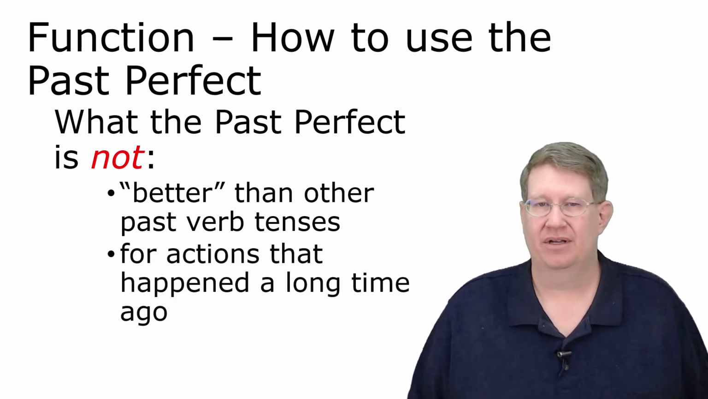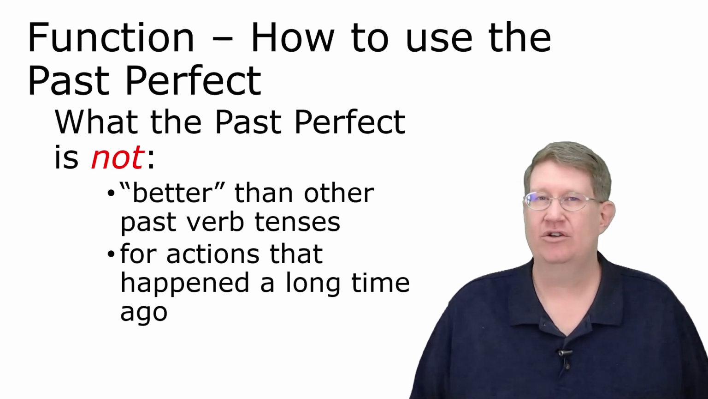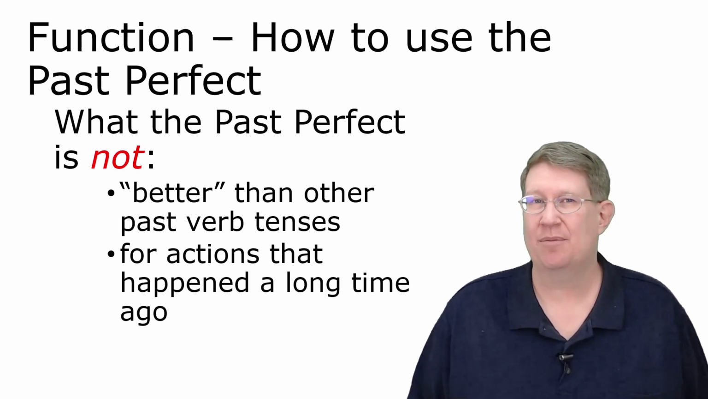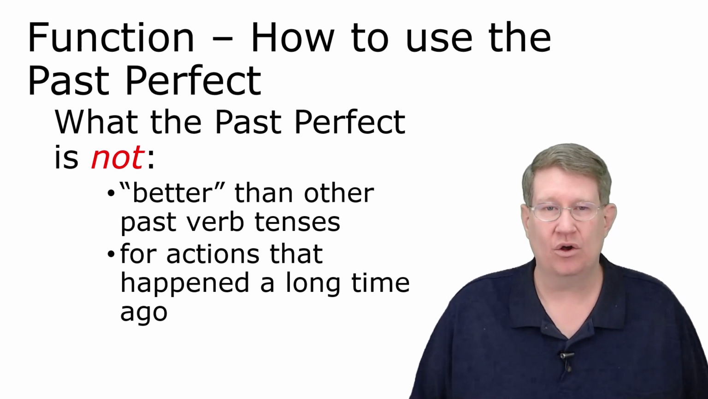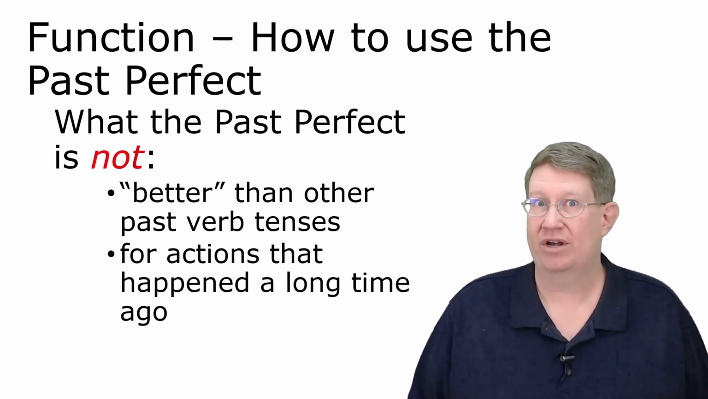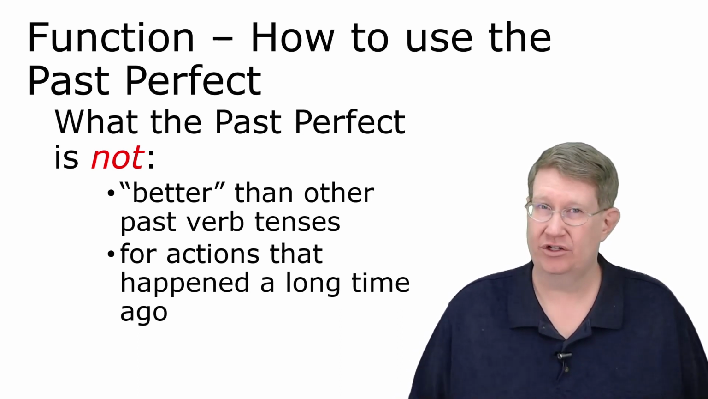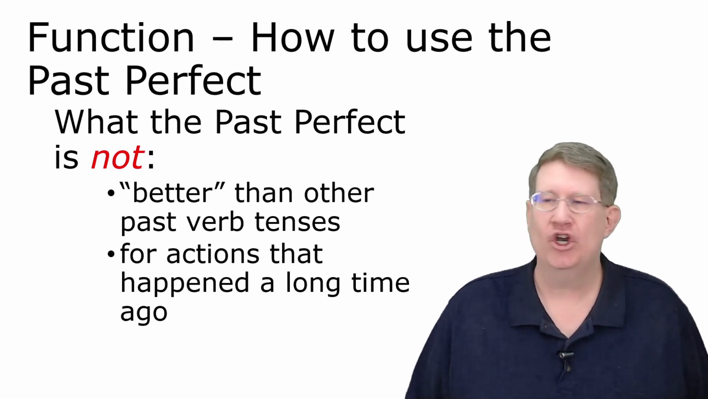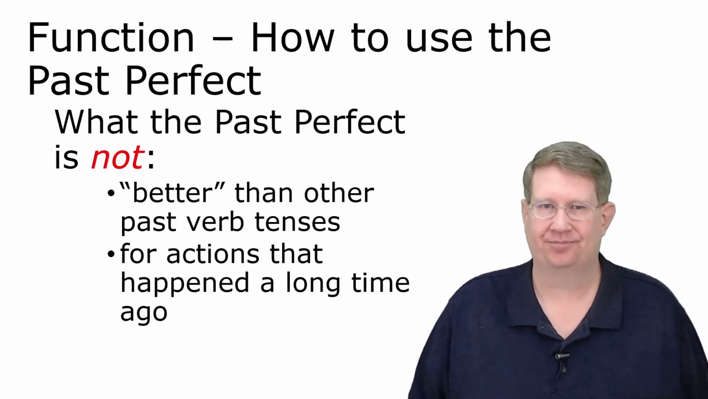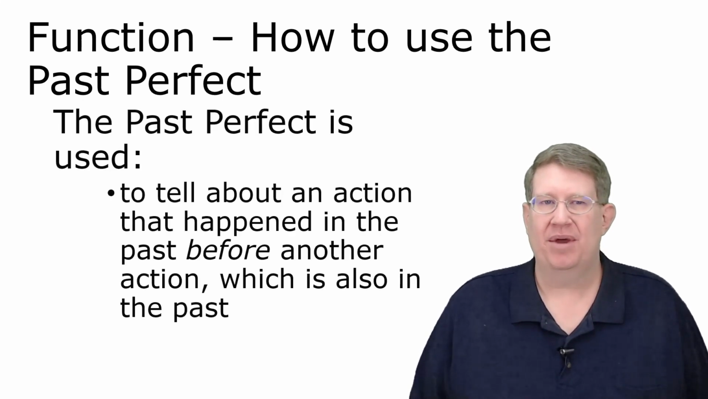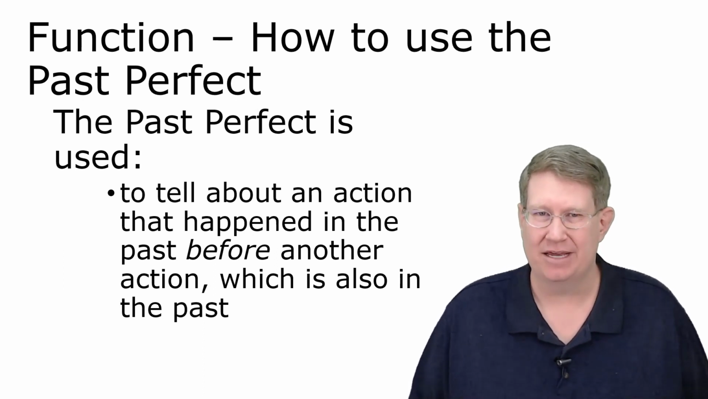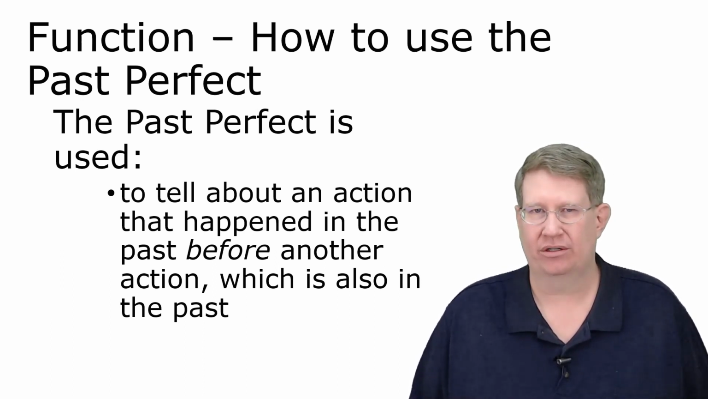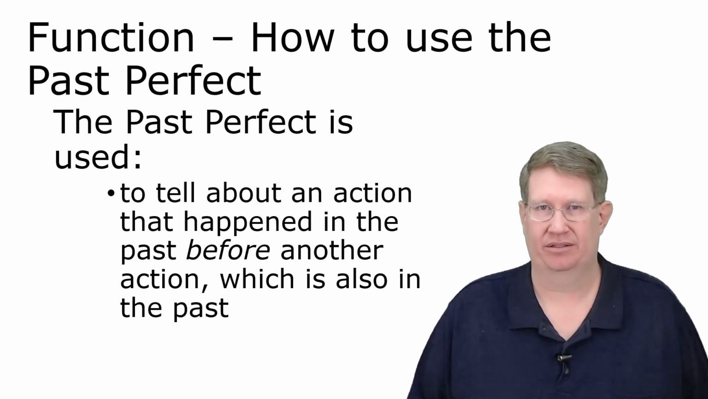And the past perfect is not for actions that happened a long time ago. Many of my students have told me that their teachers told them that we use the past perfect for things that happened a long time ago. That can be true, but that's not a good way to think of it, because we can also use it for things that have happened quite recently. It depends how we are thinking of the situation and how we are telling the story, not when the story happened. So, the past perfect is used to tell about an action that happened in the past, and this is the key, before another action which is also in the past.